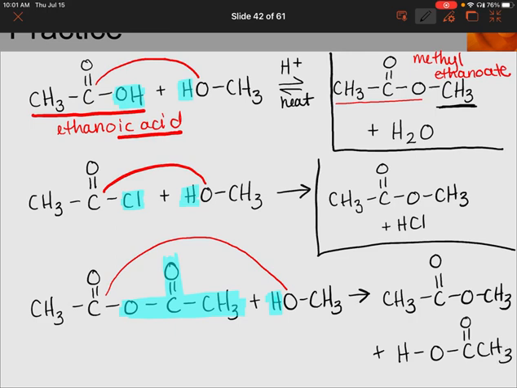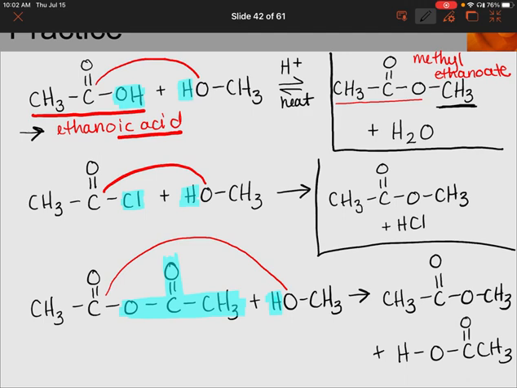All right, and we actually form ethanoic acid, the original carboxylic acid that we saw before. Okay, so there are 3 different ways that we could make the same exact ester, but we end up with different byproducts and different yields.